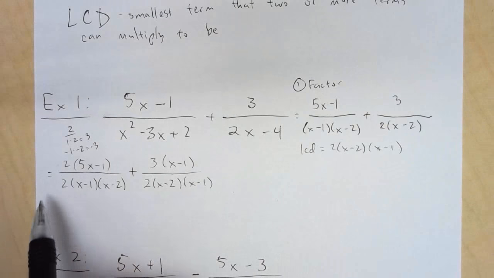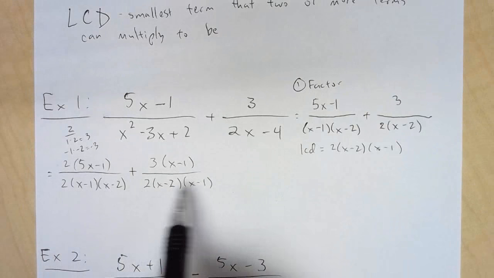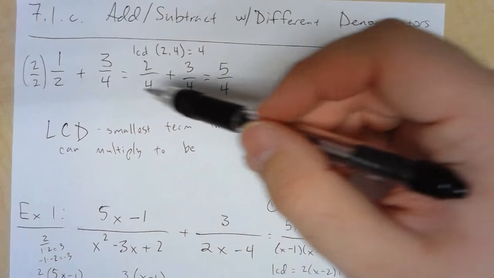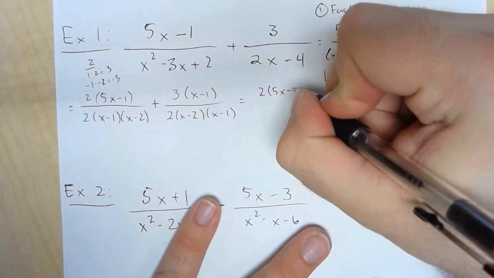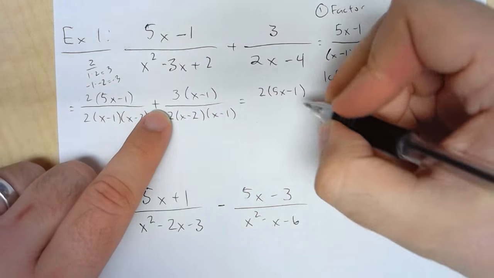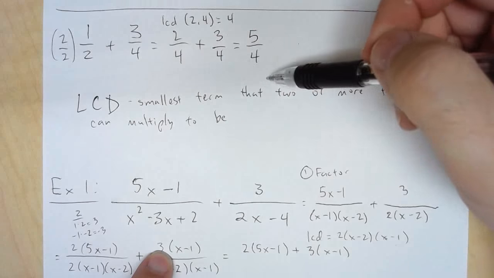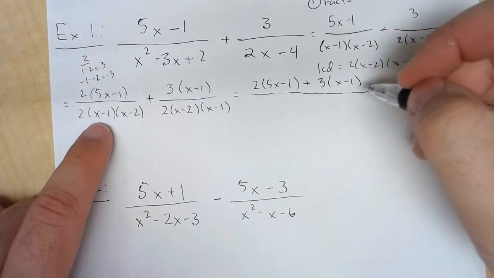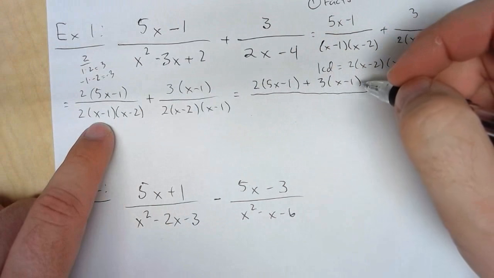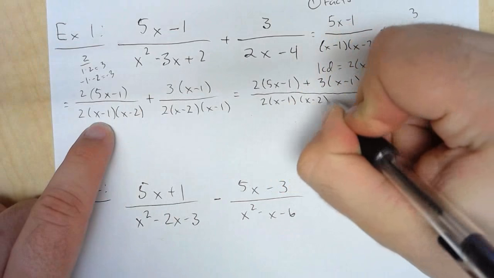Now we notice our bottom, we have 2, x minus 2, x minus 1, 2, x minus 2, x minus 1. Our denominators are the same, so just like up here when our denominators were the same, we're going to add the numerators. Only here we've got a few more parts to it, so we've got 2 times 5x plus or minus 1, and we're adding because this is a plus sign in the middle, plus 3 times x minus 1, and if we notice up here we don't add the denominators, we just keep the denominator the same. So we're just going to copy over this denominator to get 2, x minus 1 and x minus 2.